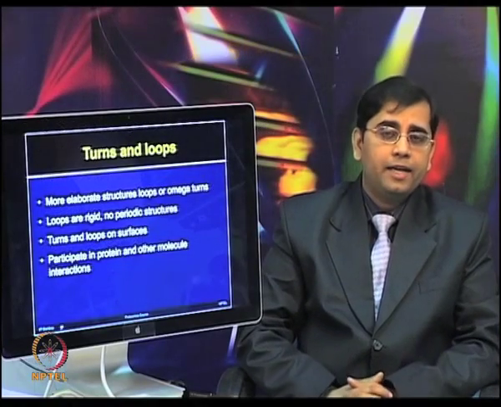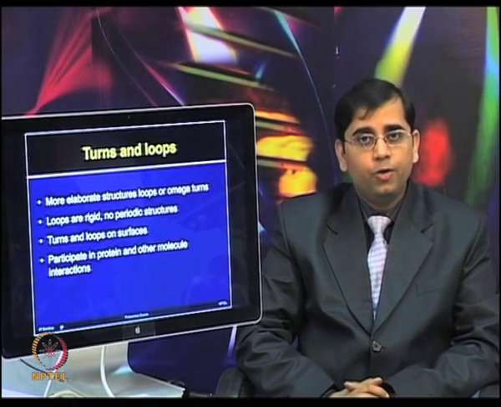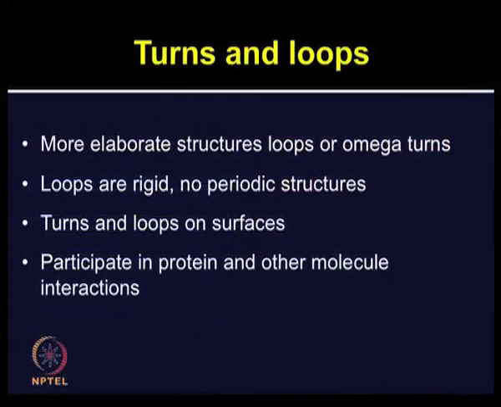Another category of secondary structures is turns and loops. These are more elaborate structures, loops or omega turns, which also perform chain reversal. Loops are rigid and well defined. These are not periodic structures. The turns and loops are present on the surface and participate in various important properties of proteins and other biomolecule interactions.